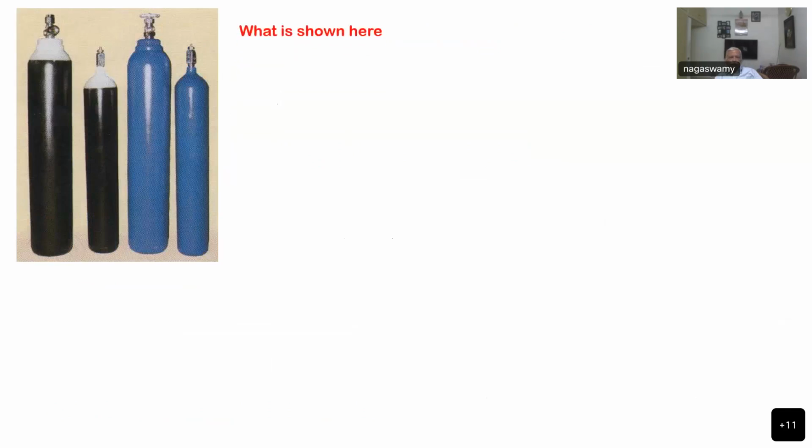Now what is shown here? Sir, oxygen cylinder and nitrous oxide cylinder. Nitrous oxide. There are different types, you know. It is not just oxygen cylinder and nitrous oxide. Two F-type and two E-type cylinders of oxygen and nitrous oxide are shown.